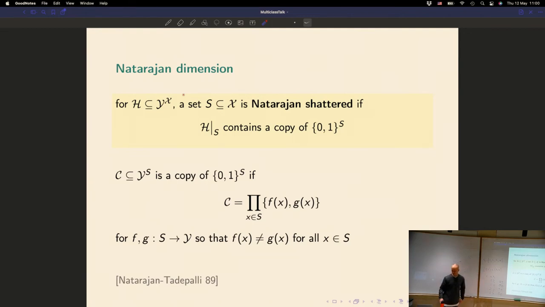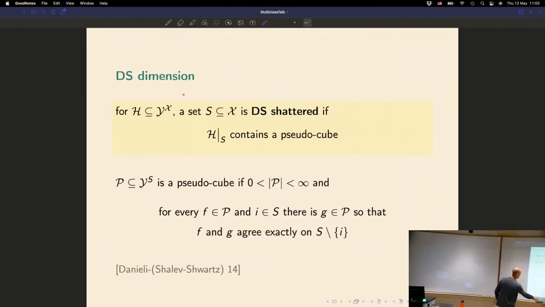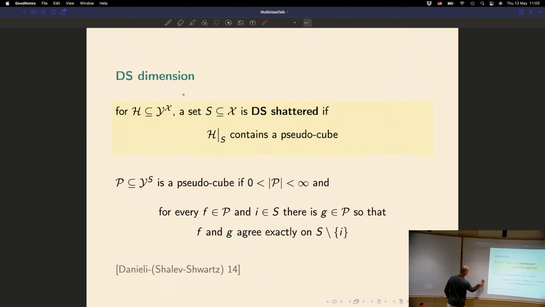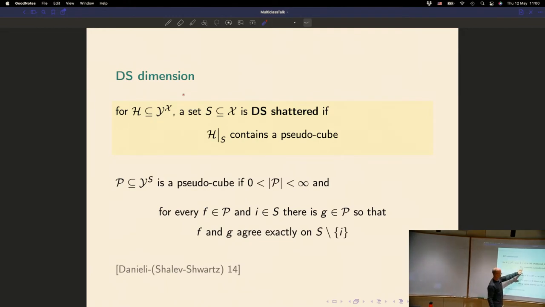So this is a second dimension. And the third dimension is the one which is most important. The issue here is how to define the Boolean cube not in a Boolean setting but in an abstract setting. It's not exactly the same language that was used, but this is equivalent. Now, instead of containing the Boolean cube as embedded, we want to contain something that we call a pseudo cube. What is a pseudo cube?